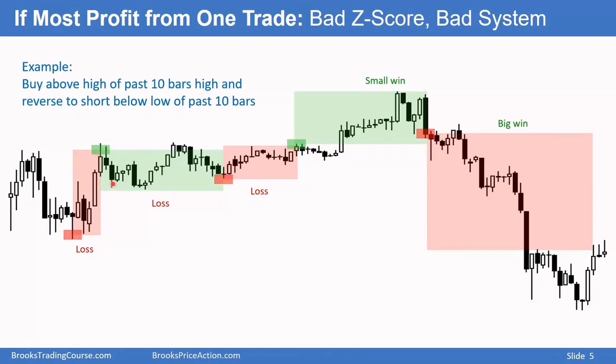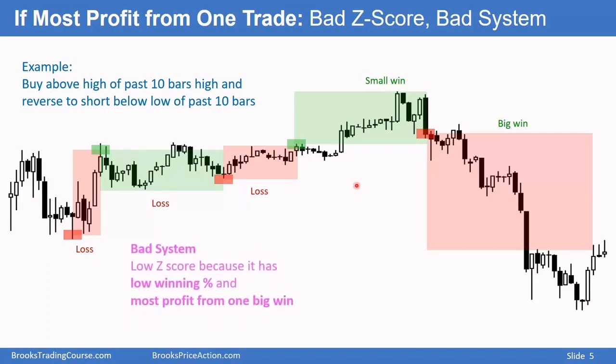And you lost money, obviously. And we have a new low, so you sell here. Another loss. A new high over the past 10 bars, you buy. You have a small win because this is where you exit below the low of the past 10 bars. And then look at this. You have a very big win, and it probably offset most or all of the prior losses. And therefore, the strategy is a profitable strategy.